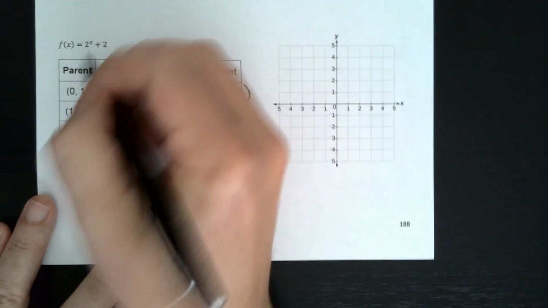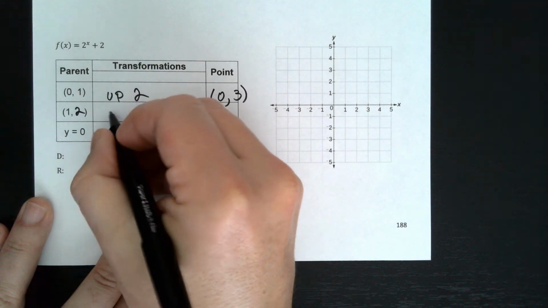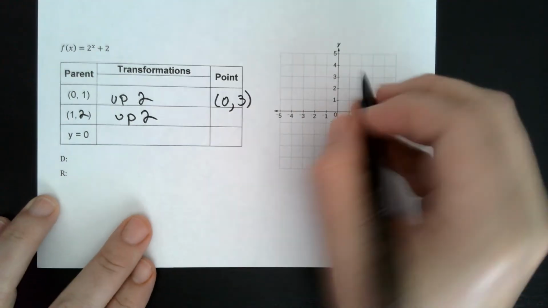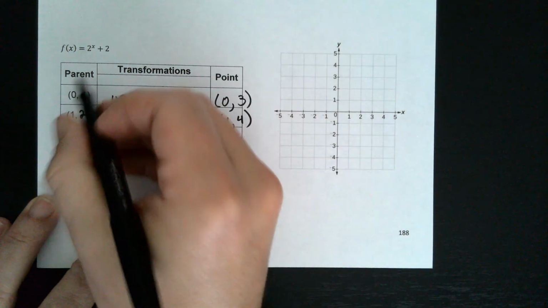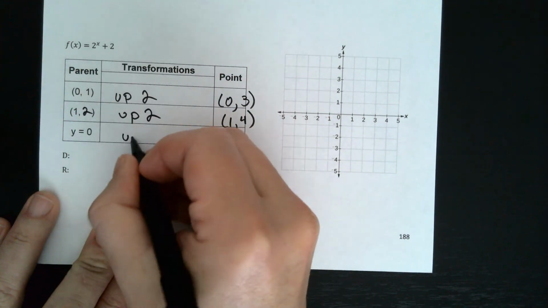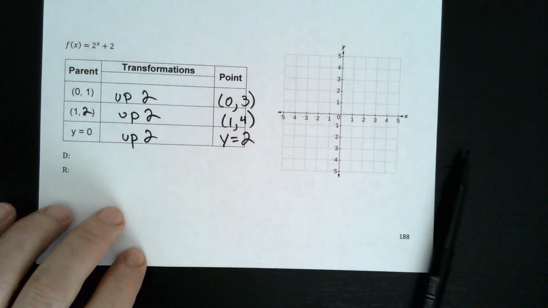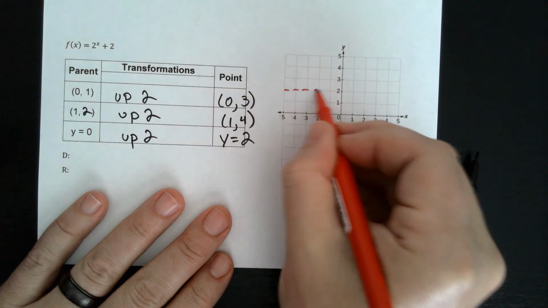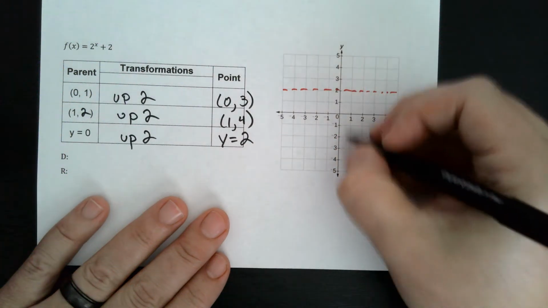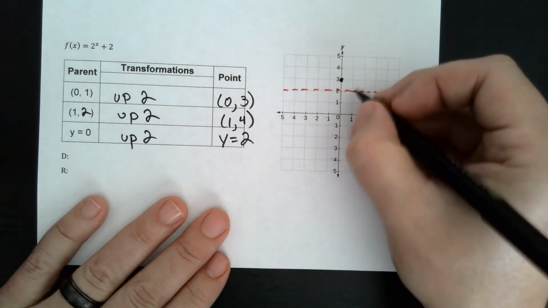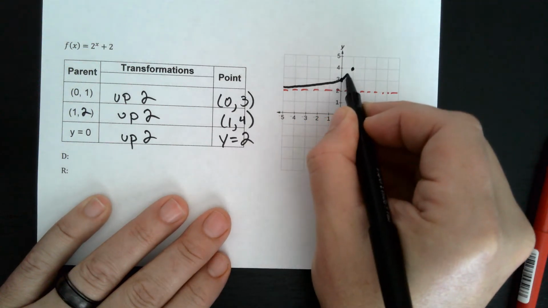The parent function is 2 to the x, so if we plugged a 1 into the parent function, it would be 2, but we're going up 2, so that would be (1, 4). The horizontal asymptote was y equals 0, but again, it's going up 2, so our horizontal asymptote is y equals 2. So we can have a little line here for our new horizontal asymptote that got shifted up. Then we can plot the points (0, 3) and then (1, 4). It should look something like this.